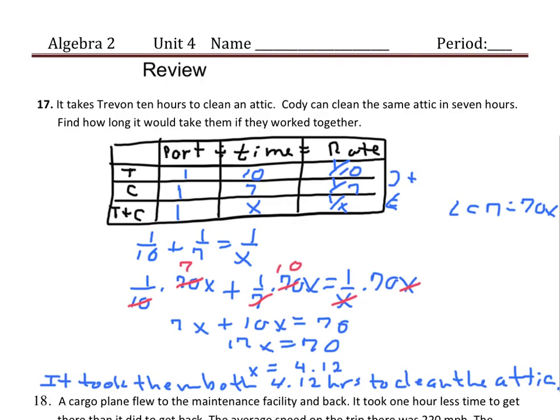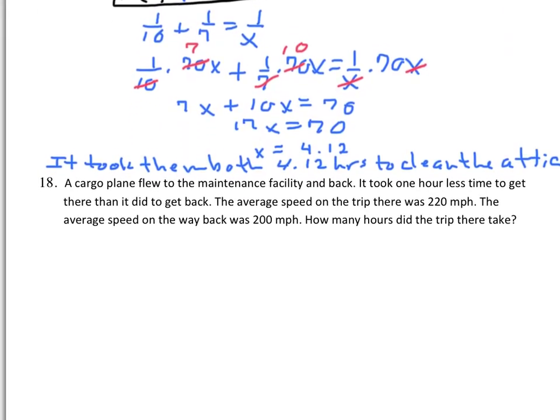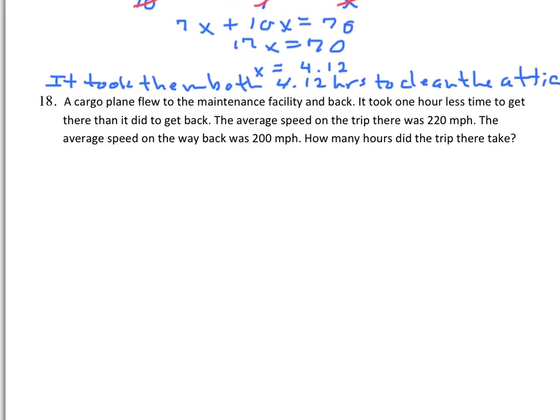Let's go ahead and take a look at the next one. It says, a cargo plane flew to a maintenance facility and back. It took 1 hour less to get there than it did to get back. The average speed of the trip there was 220 miles per hour. The average speed of the way back was 200 miles per hour. How many hours did the trip there take? Again, we're going to set up a table.